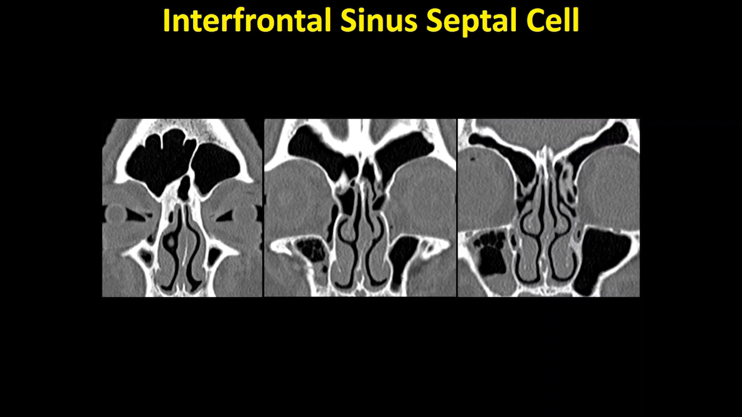Interfrontal sinus septal cell is seen in about 30% of the cases, thought to arise as a diverticulum from the right or the left frontal sinus or from migration of an anterior ethmoid air cell. Opening as seen here is typically into the region of the middle meatus.